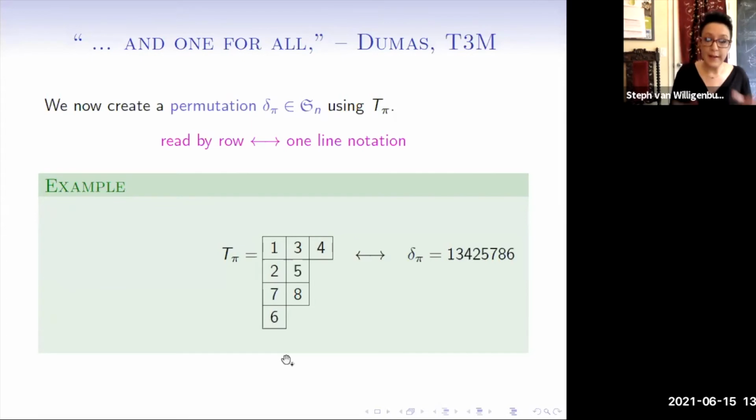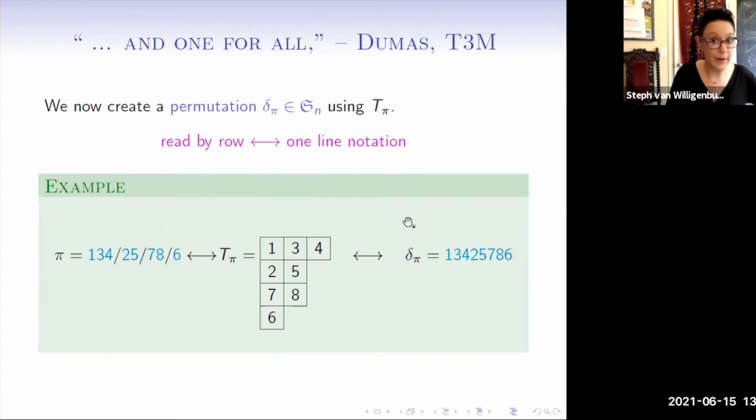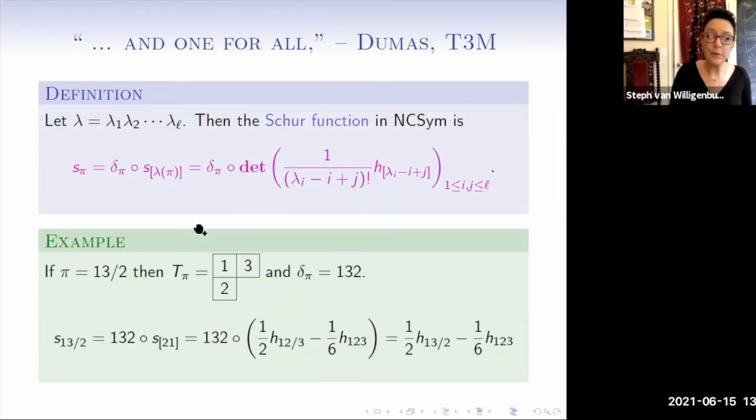And now we're going to create a permutation in the following way. We're going to read our elements by row, and that's going to give us our permutation in one-line notation. So we're going to get 1, 3, 4, 2, 5, 7, 8, 6. And if we recall our special way of writing set partitions from the previous slide, which was also 1, 3, 4, 2, 5, 7, 8, 6, then you can actually swiftly go from pi to delta pi just by dropping these set signs.